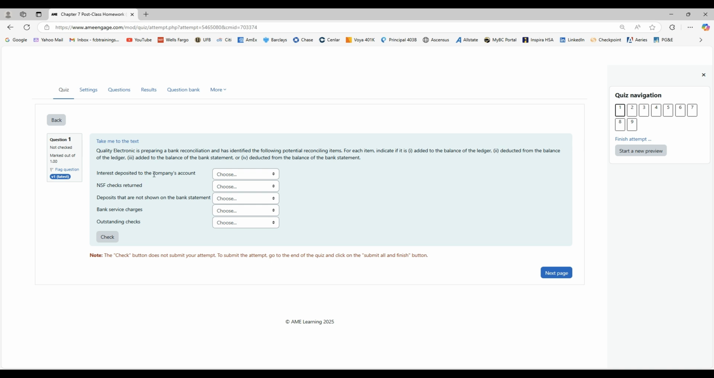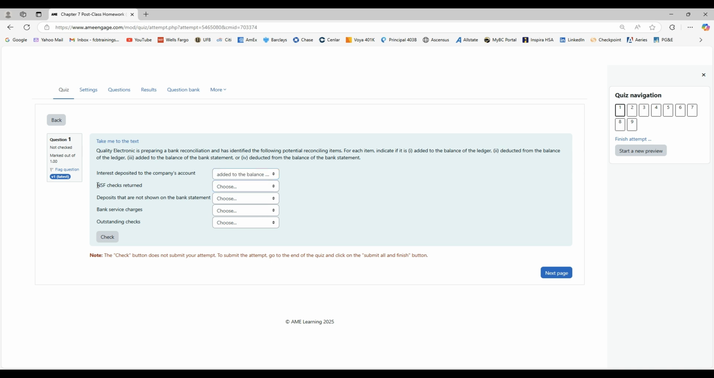Okay, so interest deposited to the company's account. Remember, that would be on the bank statement. The bank is the one depositing that interest, so it already includes it. But on the book side, we hadn't recorded it yet. We're going to see it when we look at the bank statement. So we're going to need to add that to the ledger balance.